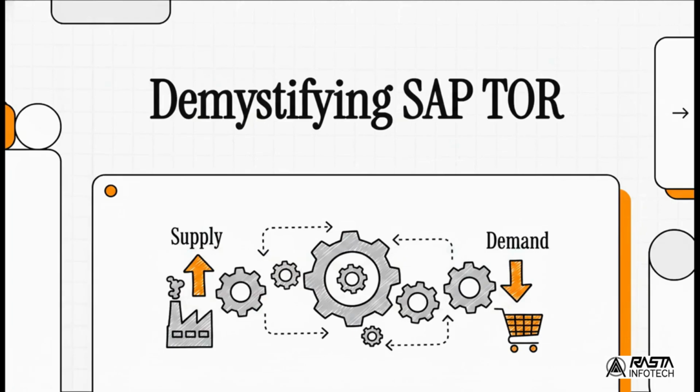Today, we're diving into a highly technical process that literally acts as the daily operational heartbeat for countless global enterprises. We're talking about SAP's Transfer of Requirements, or TOR. If you've ever dealt with the daily headache of trying to keep your supply perfectly synced up with fluctuating demand, you are definitely in the right place. We're going to break down exactly how this functions in a continuous daily workflow.